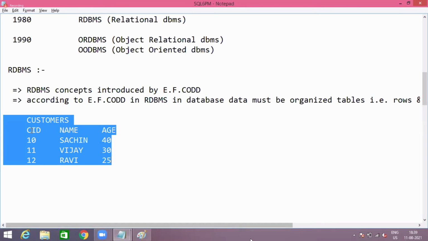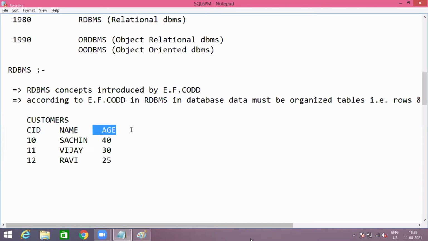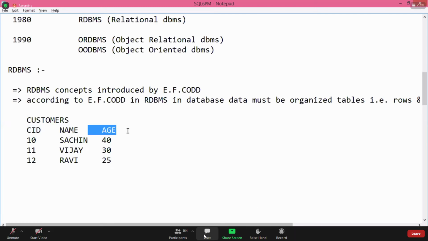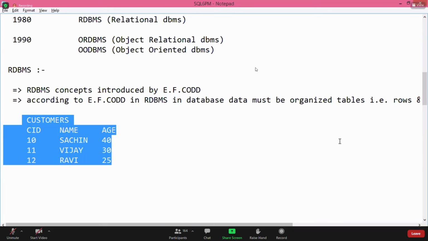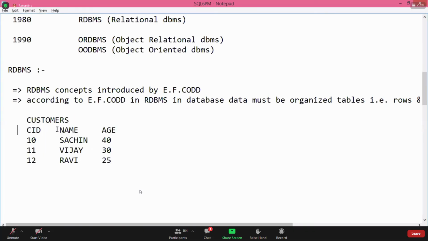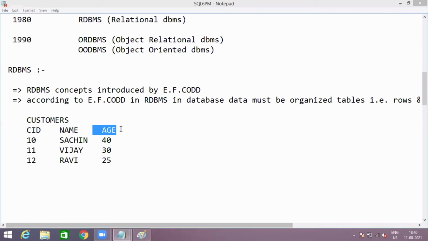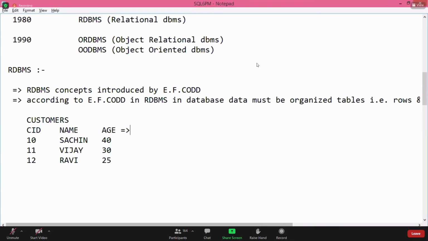Then tell me, what are this customer ID, name, age called? Yes, this whole thing is a table, organized in rows and columns. But I'm asking about customer ID, name, age. They are called columns, or you can say fields, or you can say attributes.